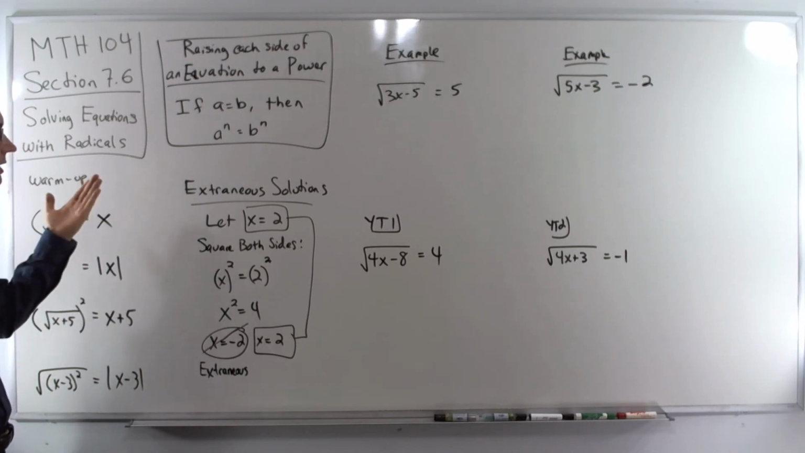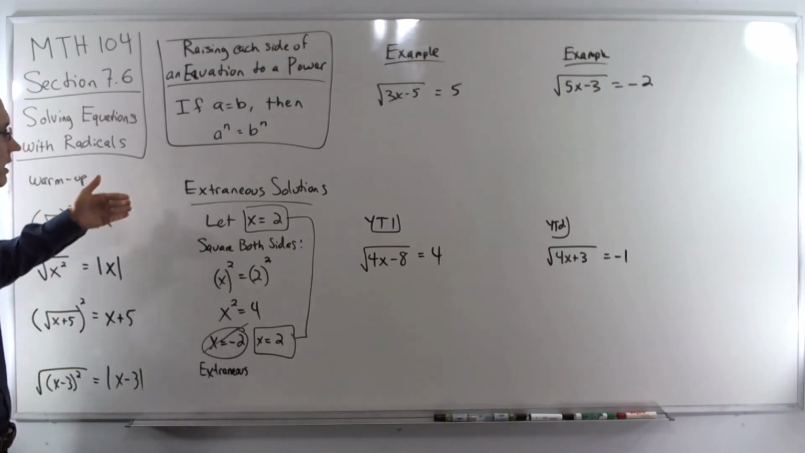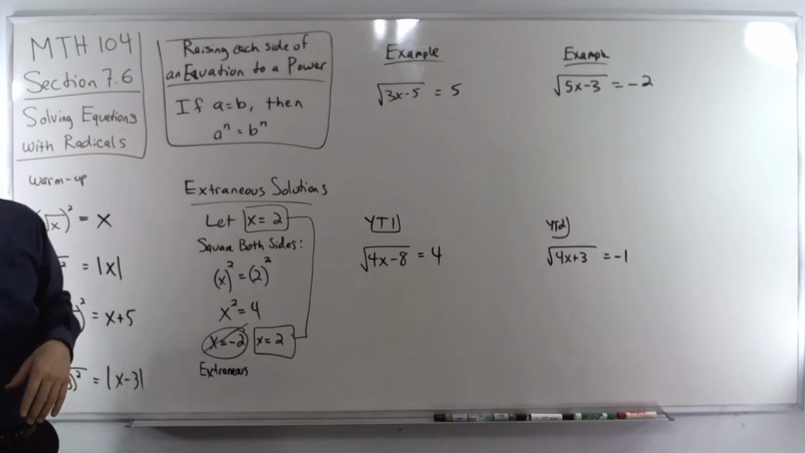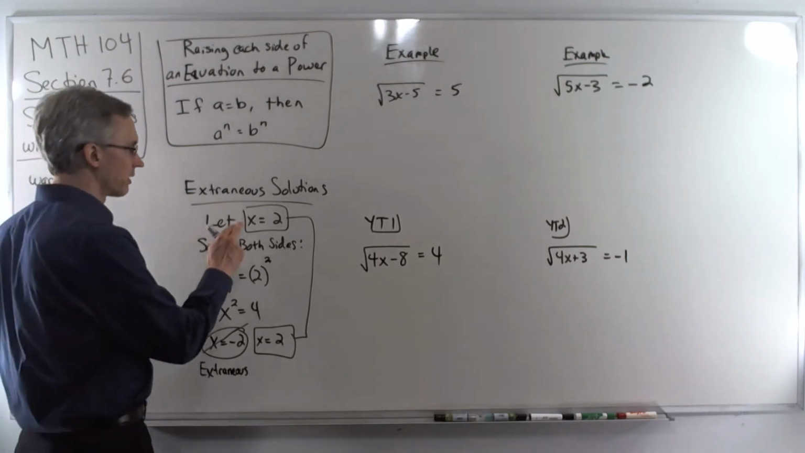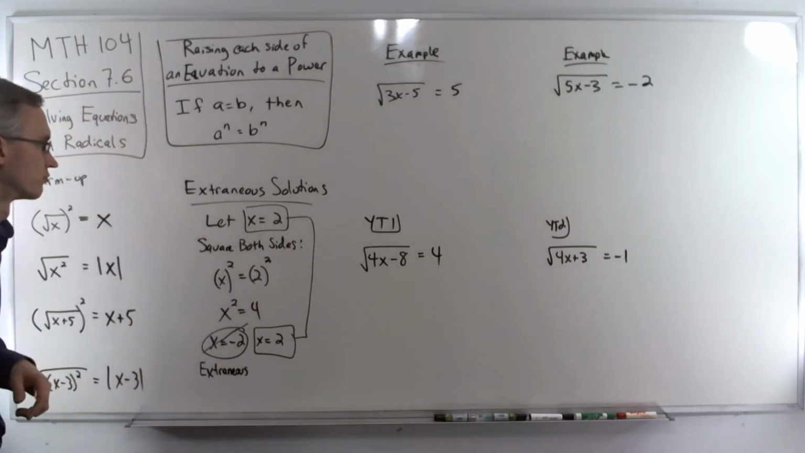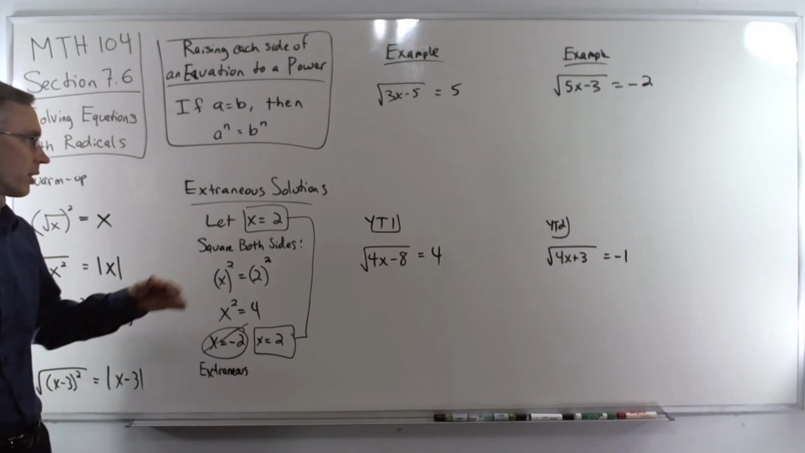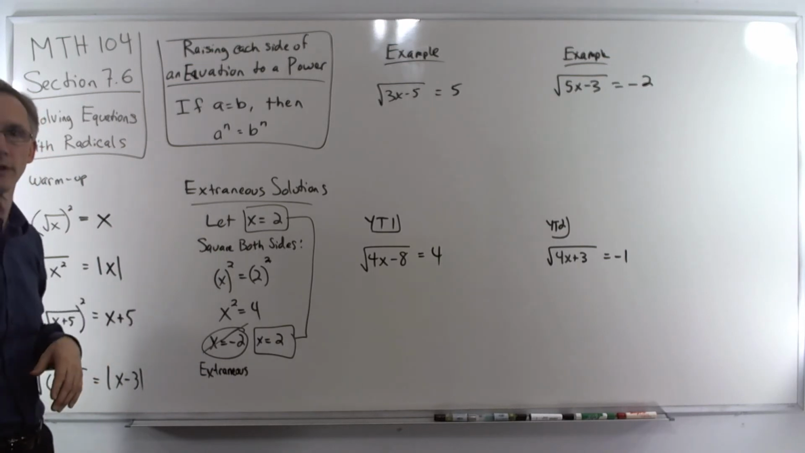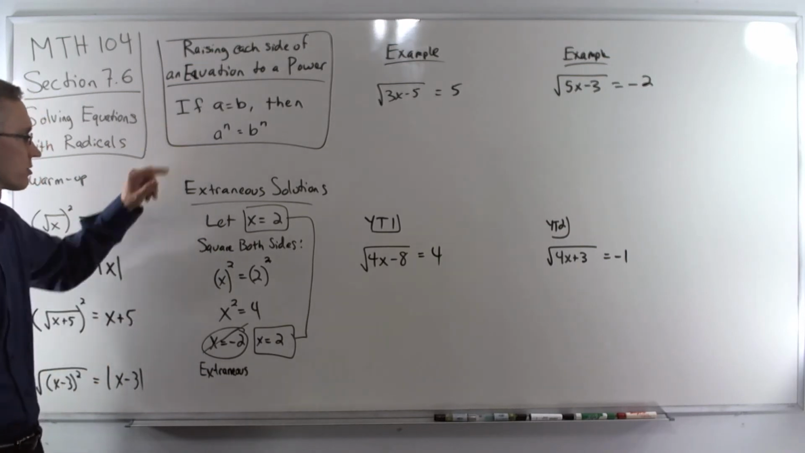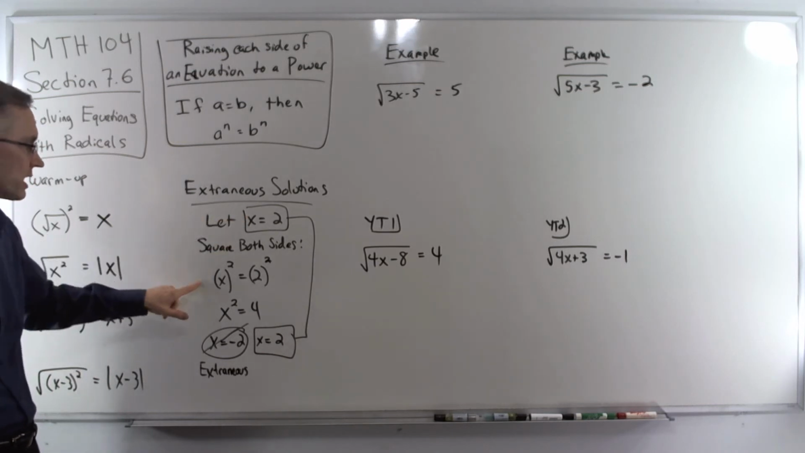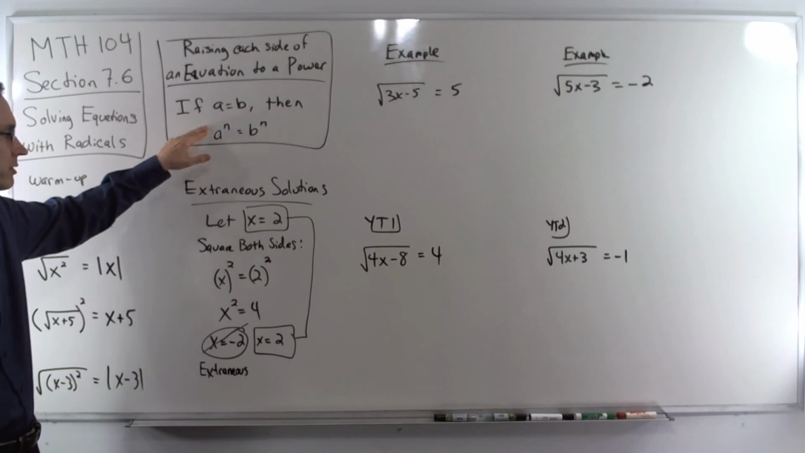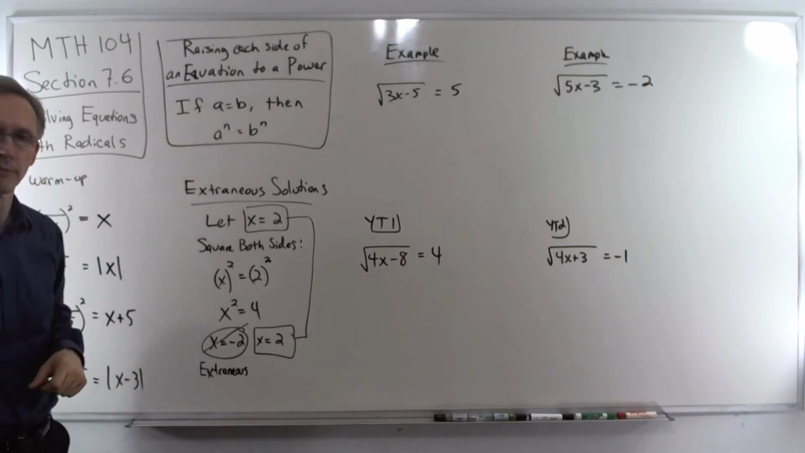But that property has a downside. It can introduce extraneous solutions, extra solutions that weren't a solution to the original equation. So let's take a look at this example. Let's say we let x equals 2. So we already have our solution, we're already solved. But let's use this property and square both sides. So if x equals 2 and we square both sides, we know that these two sides are equal to each other based on that property.